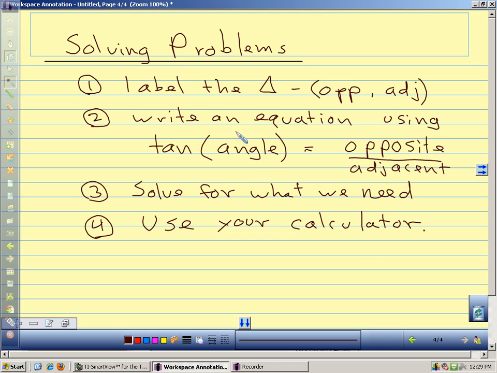And we'll do a similar set of steps when we talk about the other trig ratios a little later. We'll have 3 different trig ratios that we're going to use. Today we're just talking about the tangent. All right, questions on our steps? Let's apply these to some problems.